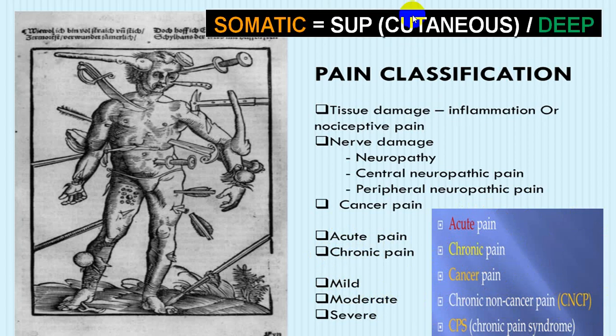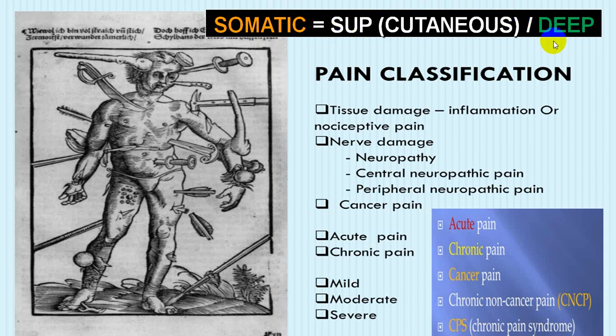Another way of classifying is by which organ is involved. Suppose the skin and muscles are involved, we usually call that somatic pain. Where the superficial skin is involved, we call it cutaneous or superficial pain, where the management becomes a little different.